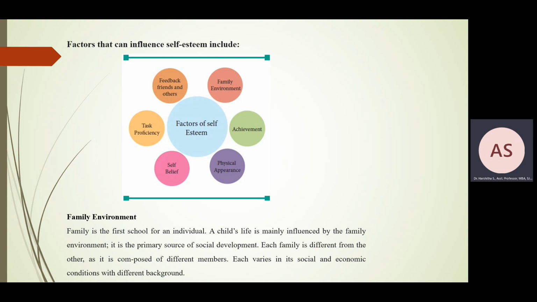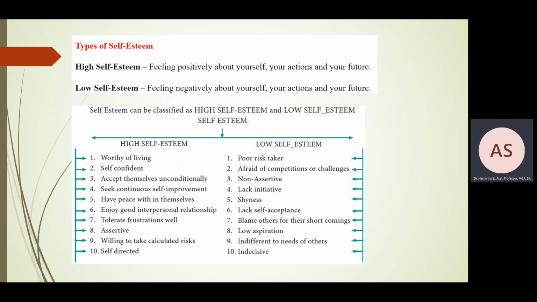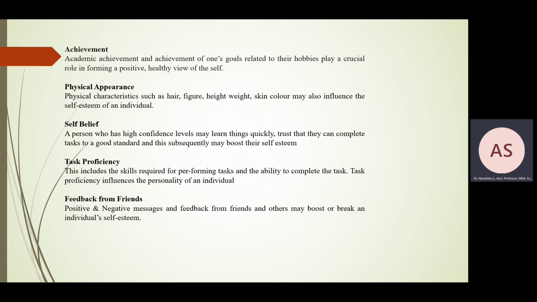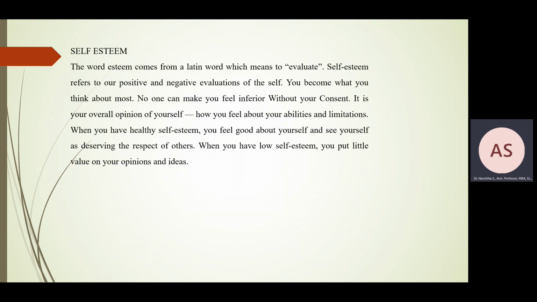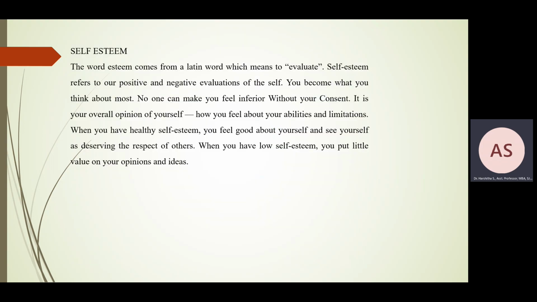So for example, family environment. Family is the first school of an individual. From the way the child has been brought up, we can tell about how the family is, or depending on the family, we can tell the child is brought up in a good way or in a proper way. So when we think of these factors which support the self-esteem, we get to know that self-esteem is related to one's family as well as one's own characteristics.